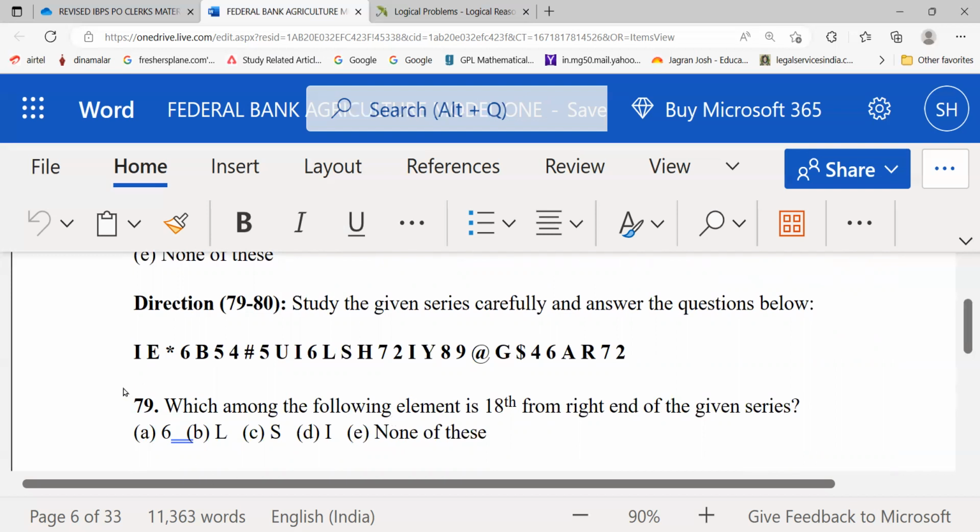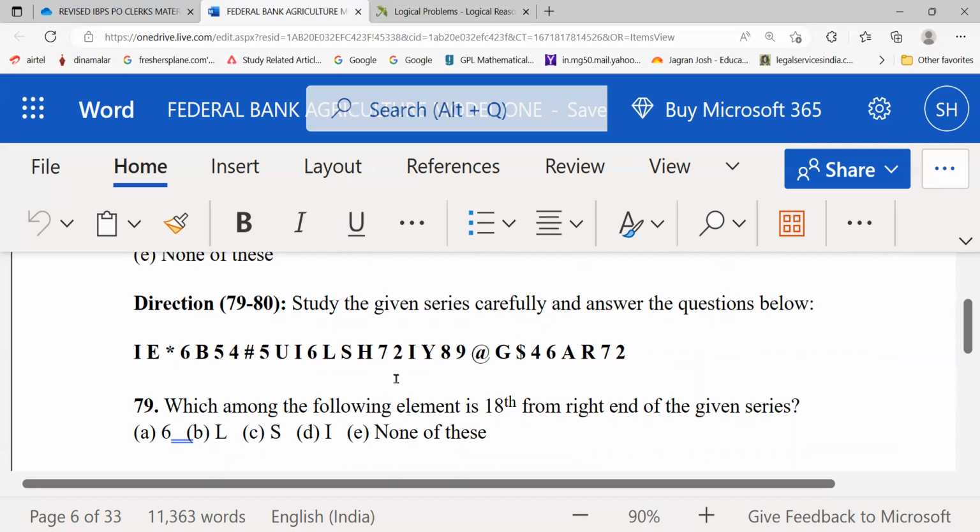First you have to count how many are there. 1, 2, 3, up to 30. Once you know it is 30, you are going to be asked which among the elements is 18th from the right end. Instead of counting from right, you count from left. And 18th means the 13th will come, something like that. Mentally, you must be knowing it.